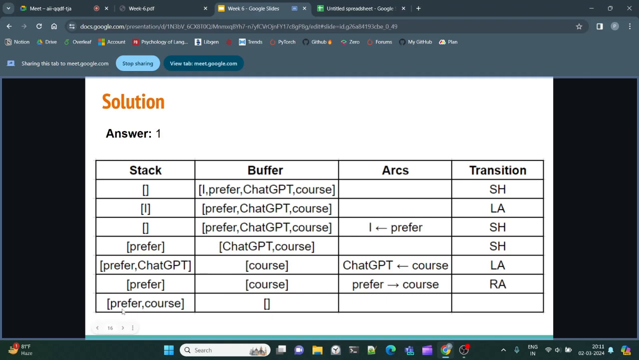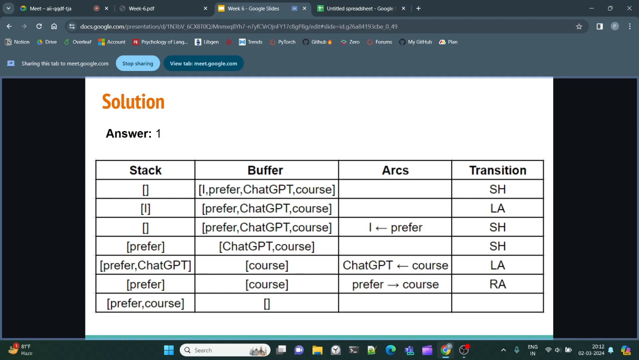So currently, this is my final configuration. Prefer and course are there in the stack. The buffer is empty. As soon as I see the buffer is empty, it means I've reached my termination condition. These are the sequence of transitions that I took, and these are the arcs that I obtained by referring to the gold standard dependency paths that I had. So this solves both the fifth and the sixth problems.